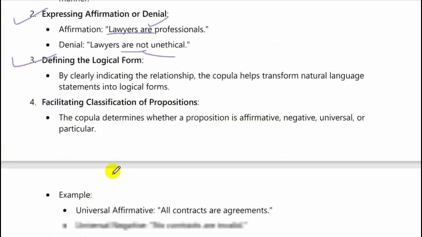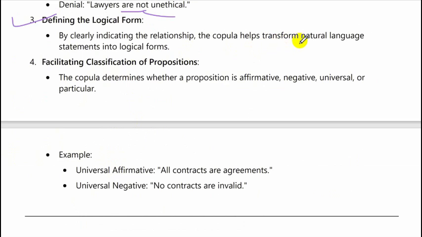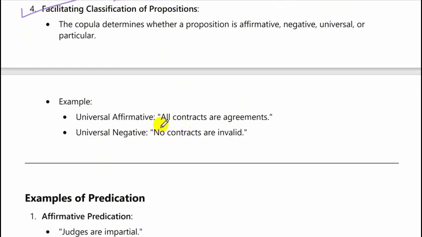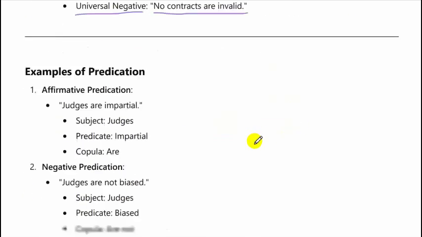Okay, defining the logical form. By clearly indicating the relationship, the copula helps transform natural language statements into logical forms. So to convert natural language into symbolic logic or logical form, the copula helps. Facilitating the classification of propositions: the copula determines whether a proposition is affirmative, negative, universal, or particular. For example, universal affirmative is all contracts are agreements. Universal negative is no contracts are invalid. We have already covered all of this, so I'm not going to repeat it again, and I'll move forward.